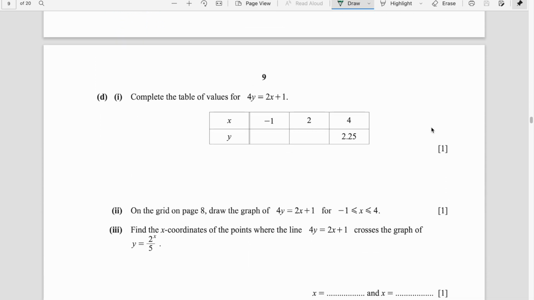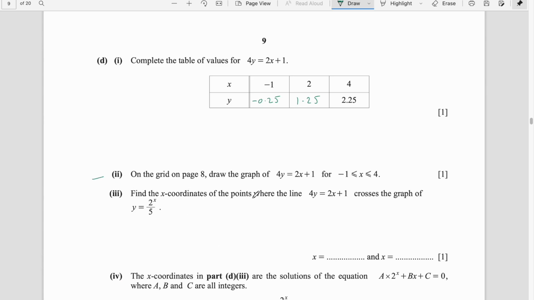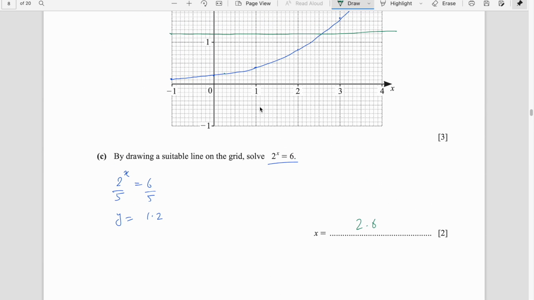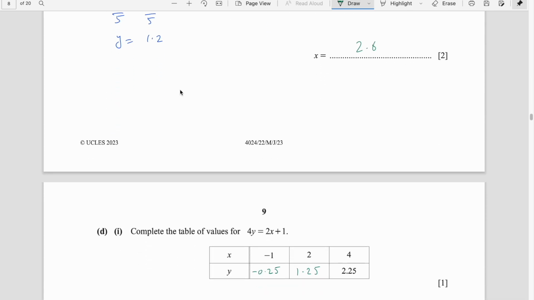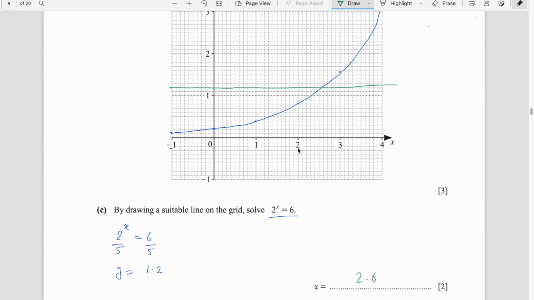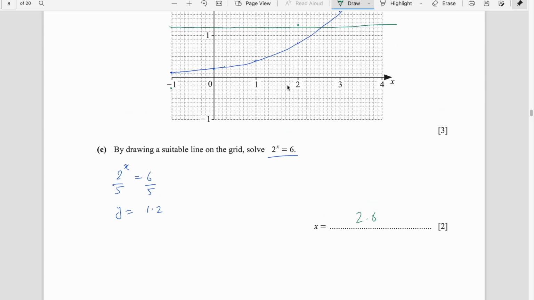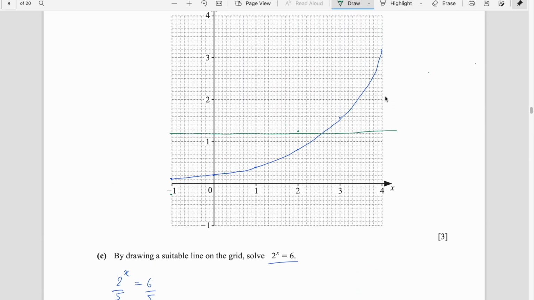Complete the table of values for this. So again we just plug this in. When x is -1, y is minus 0.25. When x is 2, it is 1.25. Second part says on the grid on page 8, draw the graph of this. So at -1 we have negative 0.25, at 2 we have 1.25, and at 4 we have 2.25.